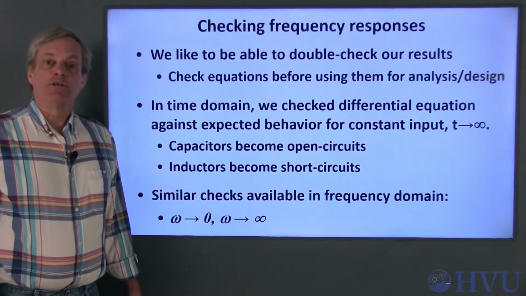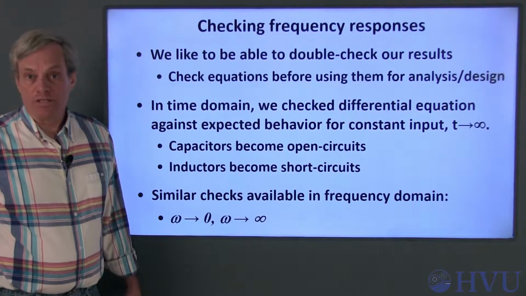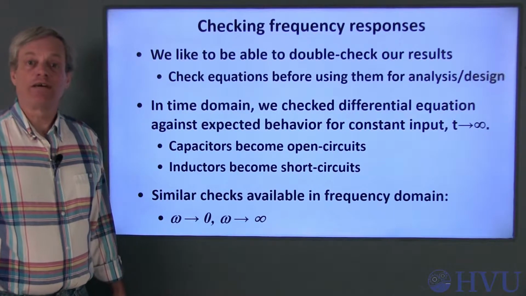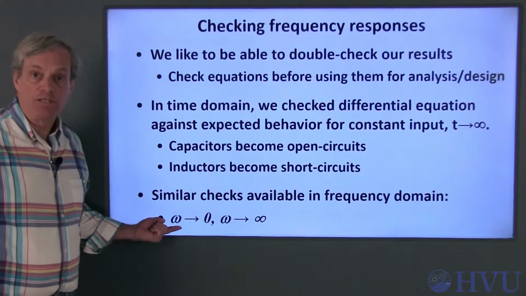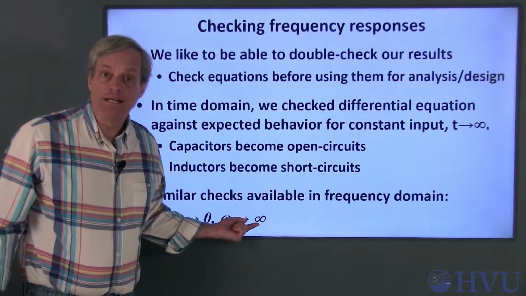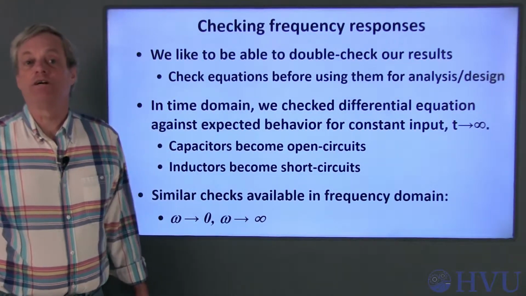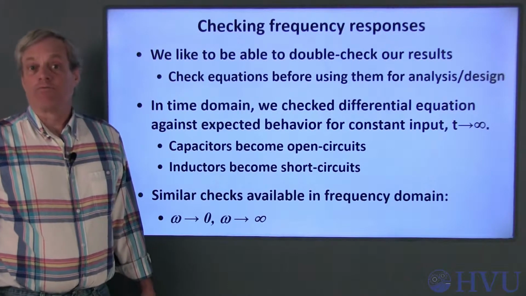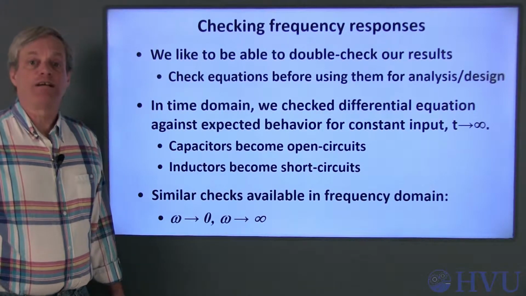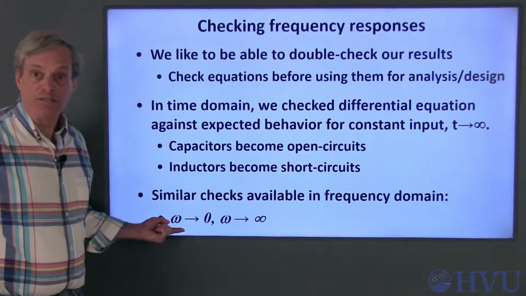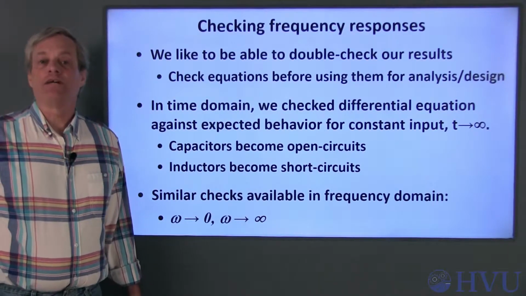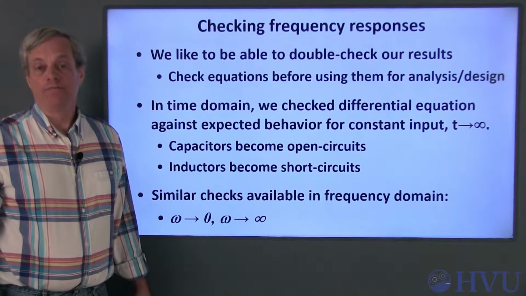It turns out that similar cross-checks are possible in the frequency domain. In particular, we can check our calculated responses as the frequency goes to 0 and infinity against the expected behavior of a simpler circuit. If the frequency domain responses agree with our expectations for these two conditions, we can be pretty sure that the responses are accurate at the other frequencies.